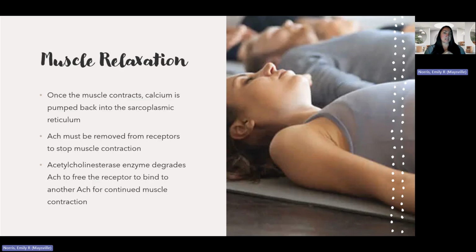The acetylcholine has to be removed from the receptors to stop that muscle contraction. And then acetylcholinesterase is an enzyme that breaks down the acetylcholine to free up the receptors so they can bind to acetylcholine again and have another muscle contraction. So it is like a cleanup crew after the muscle contracts, and this cleanup crew has to come and set everything back up for another contraction before you can do a second muscle contraction. So this is going on behind the scenes every time we contract our muscles.